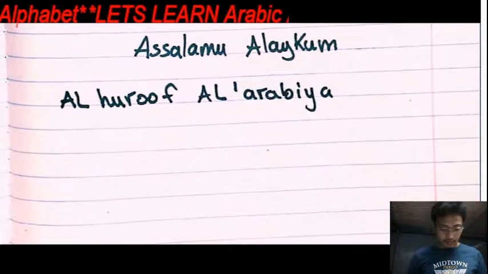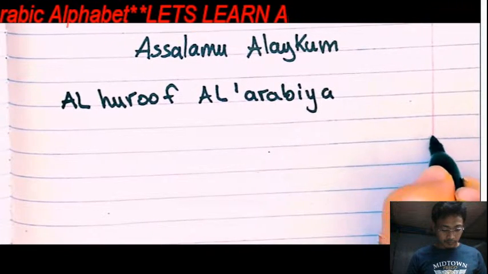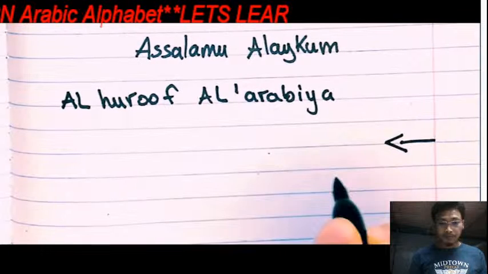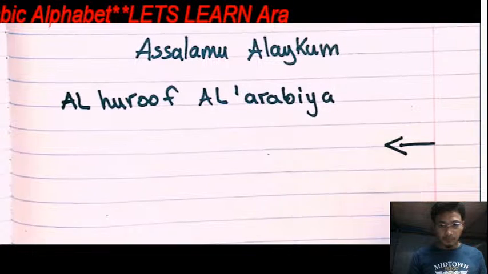The first thing you have to know about the Arabic language is that it's written from right to left. So whatever you're going to write from now on in Arabic has to start from this direction. And you go on.